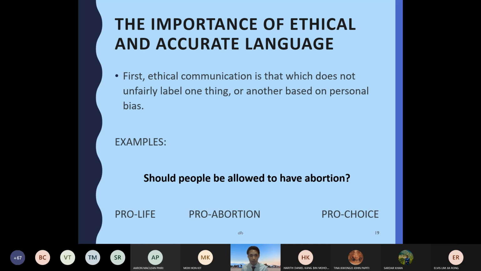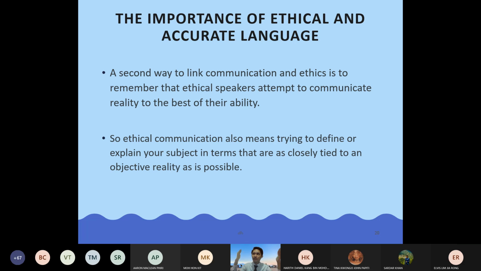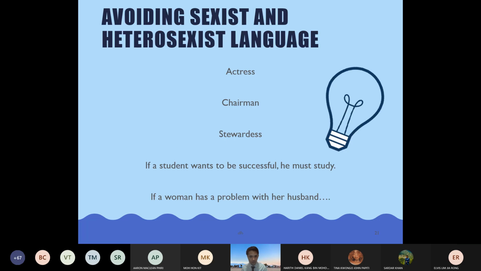Okay, another example is we want to link our social reality. I've talked about this earlier. We want to be able to link our beliefs, our ethics, our opinions with the rest of reality so that we are able to communicate. So ethical communication also means trying to define or explain something as close to our objective reality as possible, even when it's not something that you believe in.